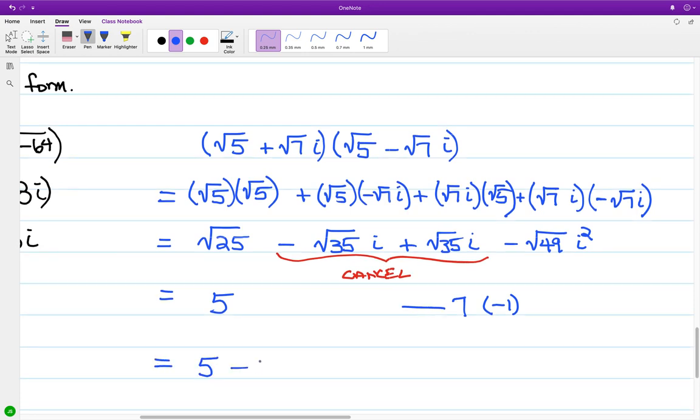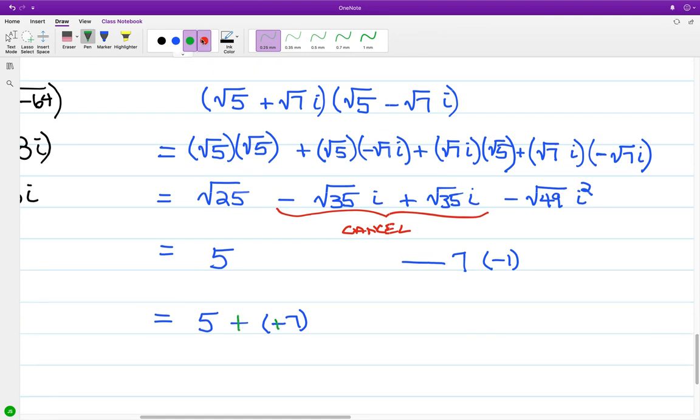So you have 5 minus -7, and of course, negative times the negative is going to be a positive. So for the end result here, we have 5 plus 7 to end up at 12. And that could also be written, if we're putting it in a plus bi form, as 12 plus 0i.